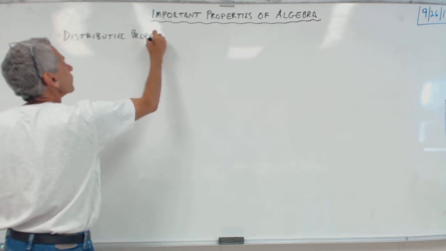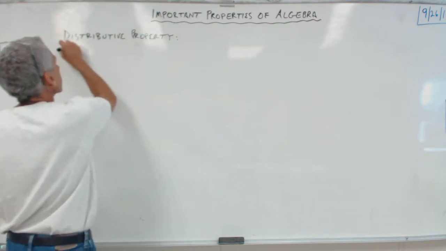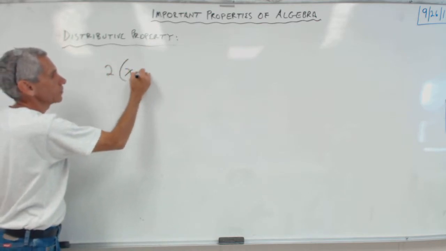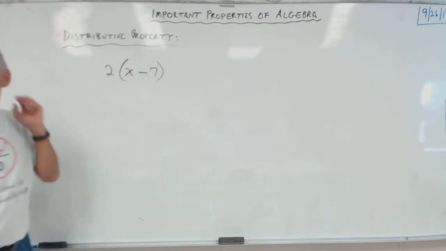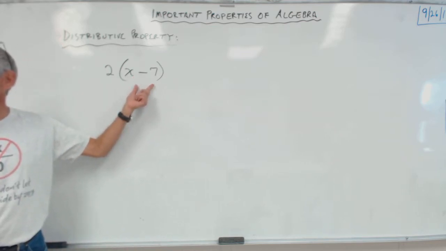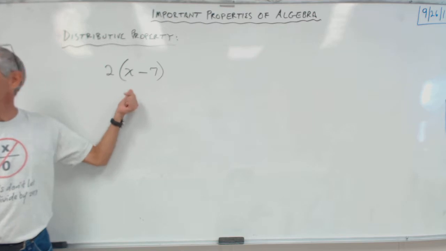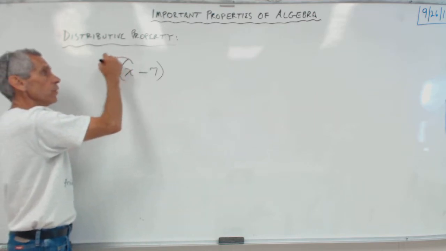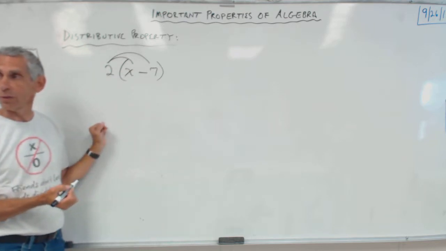Let's practice a few of these. Distributive property. So let's say I gave you 2 parentheses x minus 7. Can I combine inside the parentheses, x minus 7? No, because I don't know what x is, right? If I knew what x was, I could, but I don't. So I've got to use my distributive property.